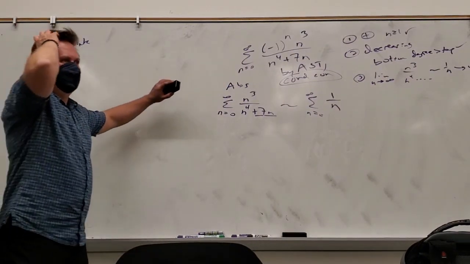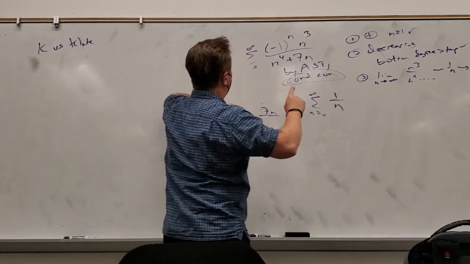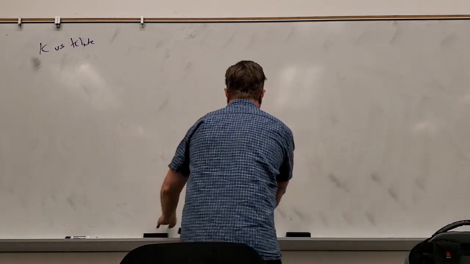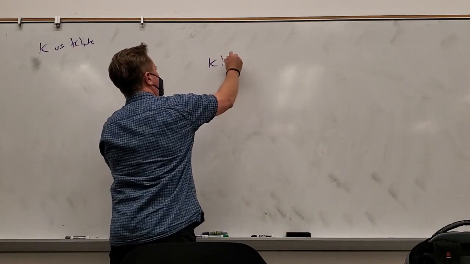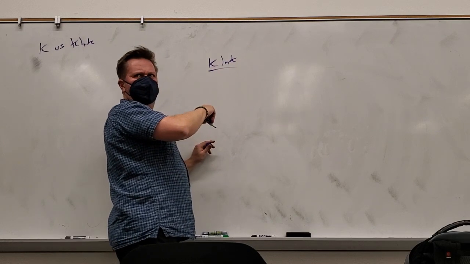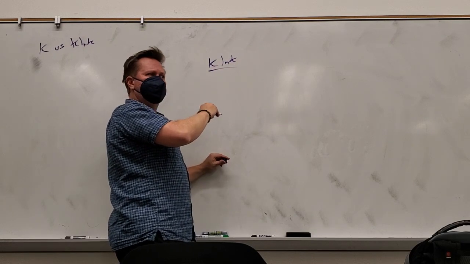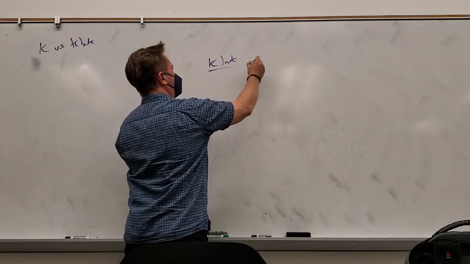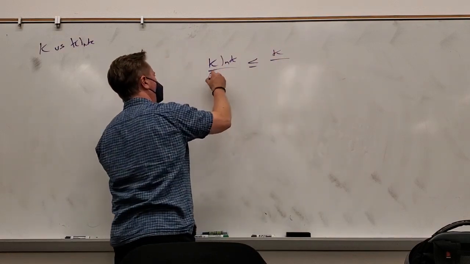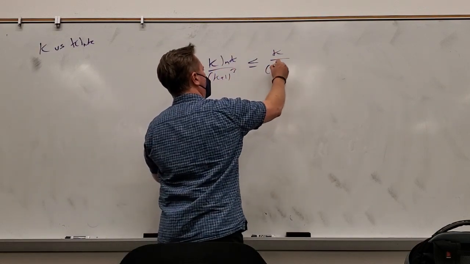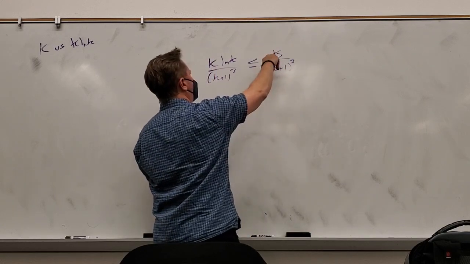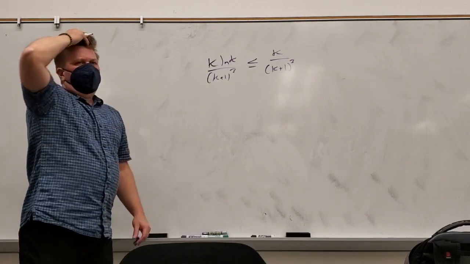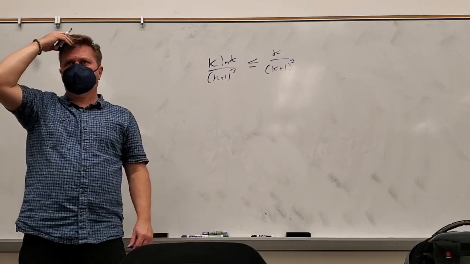Real quick, before I do your question, there was a homework problem. Basically, it had a natural log of k over something, like k plus 1 cubed or something crazy. A lot of people told me this was less than or equal to this. That makes no sense. It's ln of k, right?